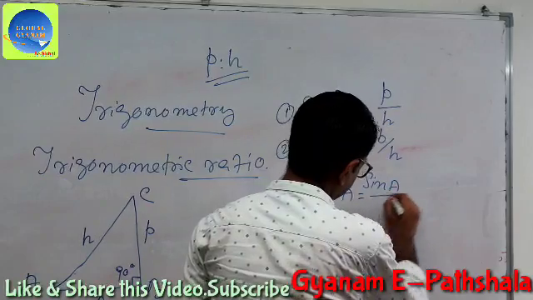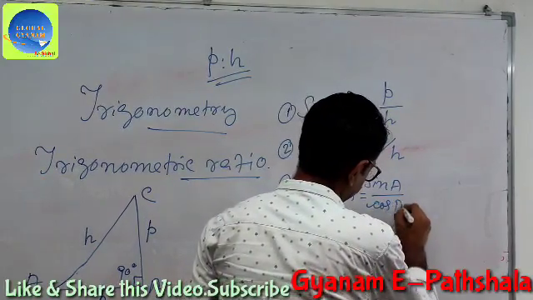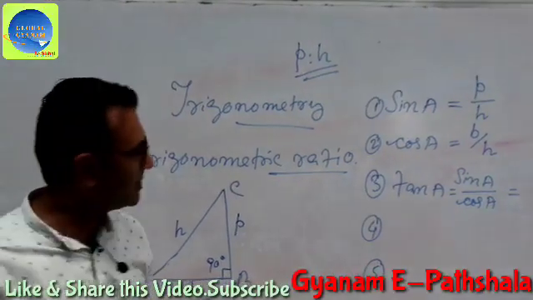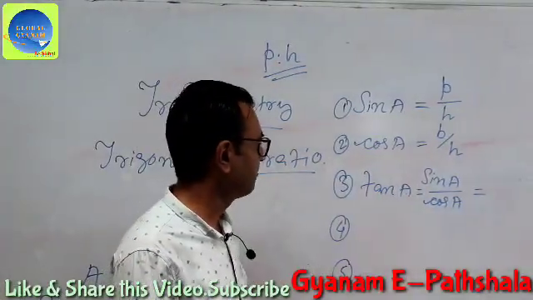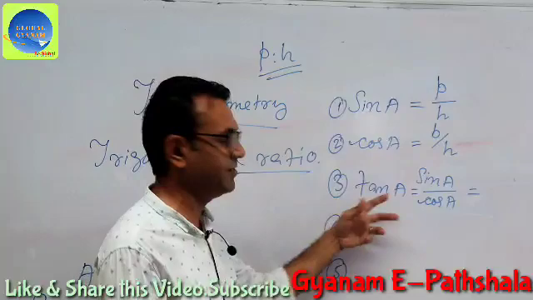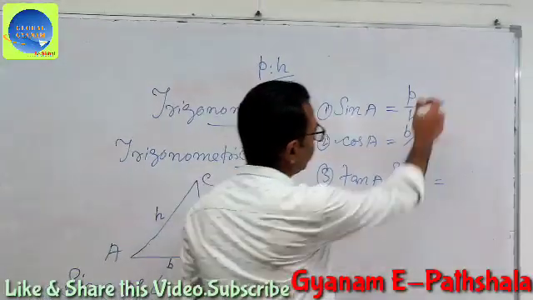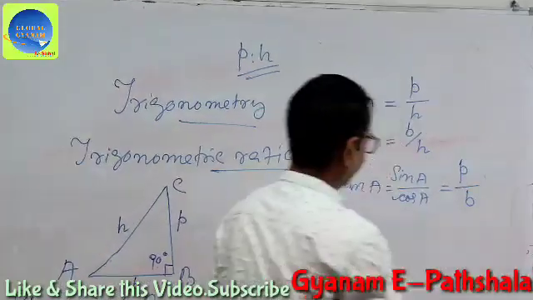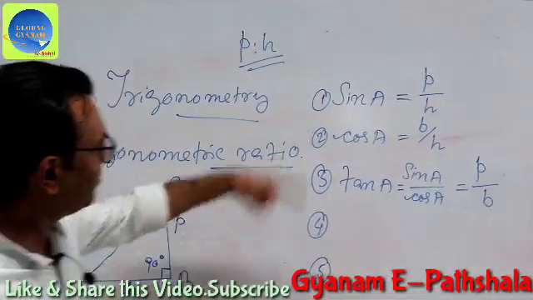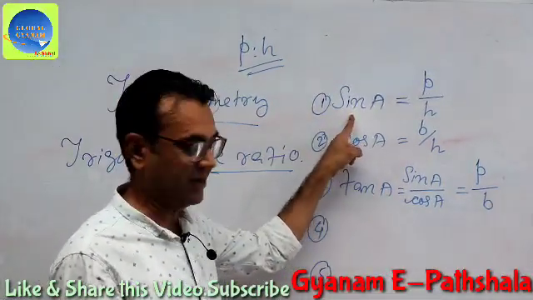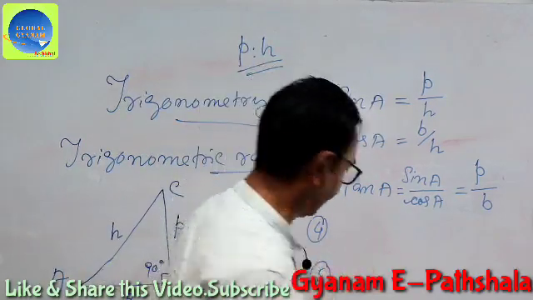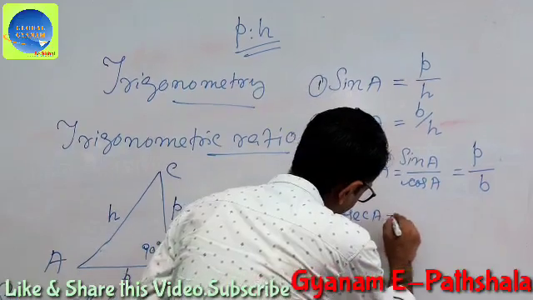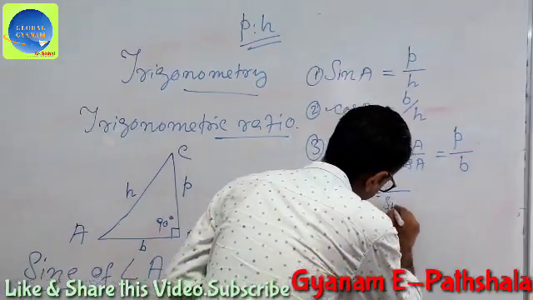In other words, you have to remember just sine A and cos A. Once you are done with sine A and cos A, you obviously come to tan A. So tan A is what? Sine A by cos A. Divide these two things, you'll get P by B, perpendicular by base. Next we come to 1 by sine A, the reciprocal of sine A, and that's called cosec A. Cosec A is 1 by sine A.